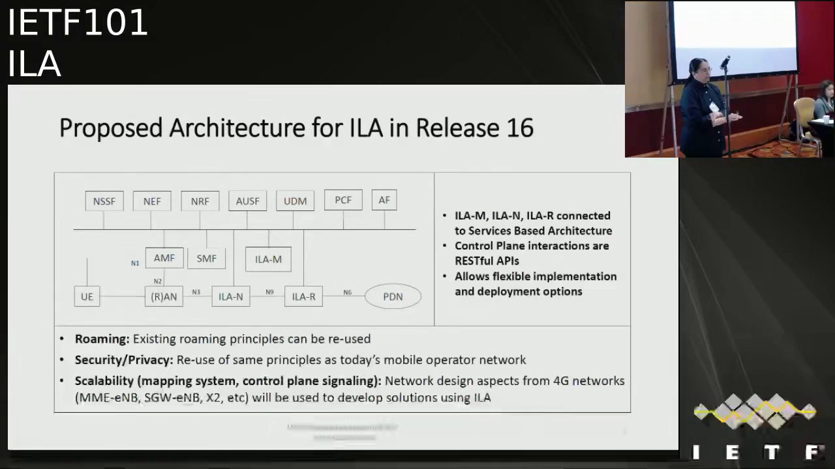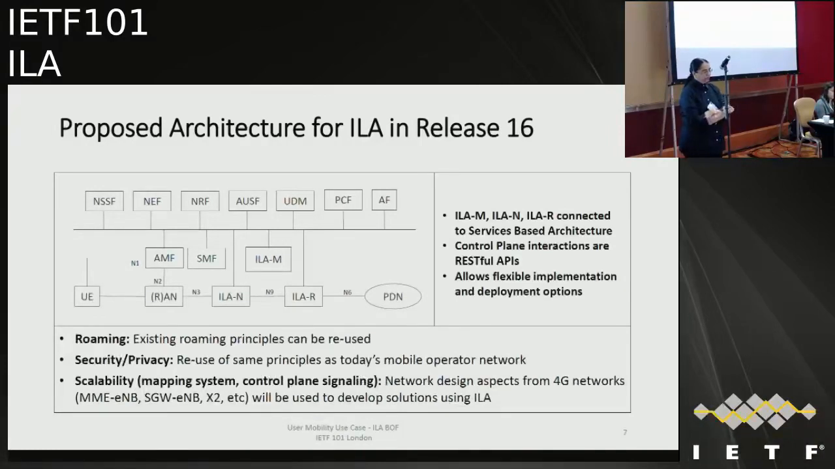Okay, so what I have in the bottom part of the slide is that for roaming, we can reuse the 3GPP principles because this is no different than whatever the services-based architecture shows. However, there will be some topology hiding and other kinds of aspects. 3GPP has worked with multiple mobility management protocols in the past, PMIP and GTP and so on. This is no different. If one operator supports one mobility protocol and the other one supports anything, the common one will still be GTP. And so those kinds of principles can be reused. Security and privacy, today's mobile operator network, we have the same kind of issues that we have addressed, and those principles will be reused here. Regarding scalability, mapping, and control plane signaling, again, the network design aspects from the 4G networks will be used.